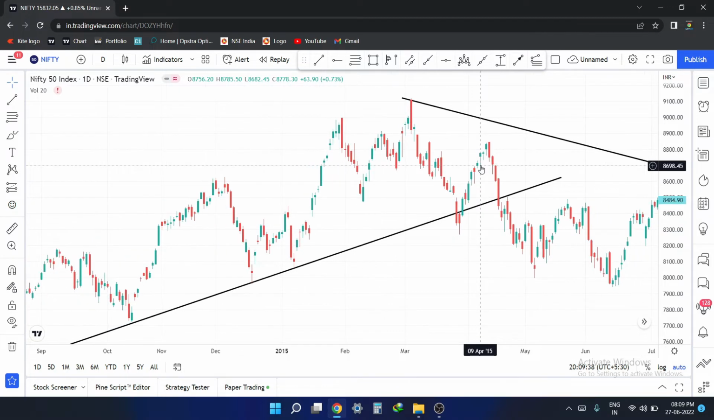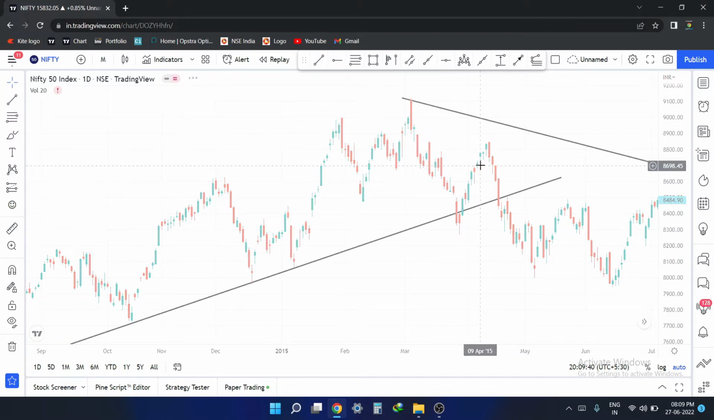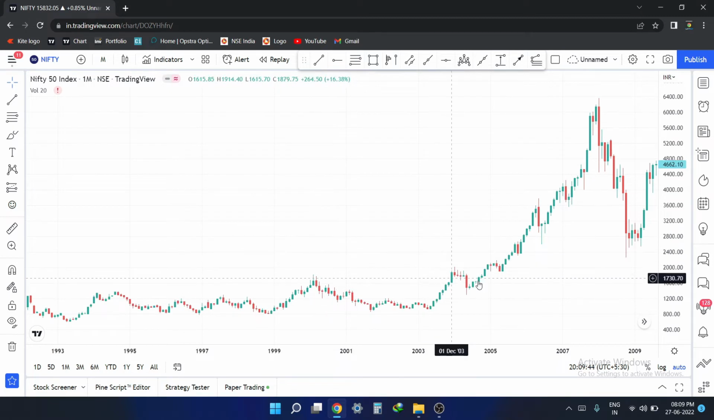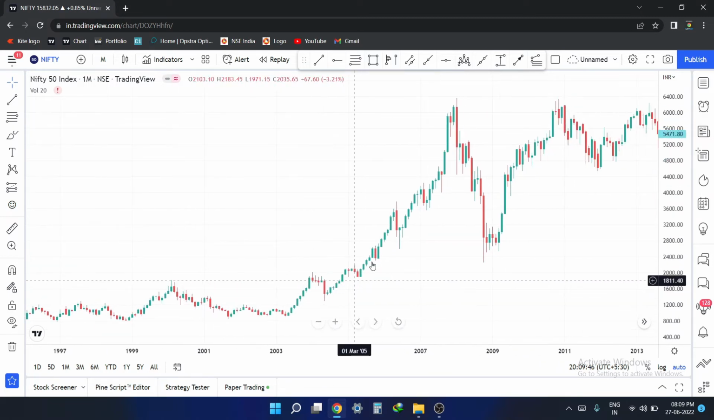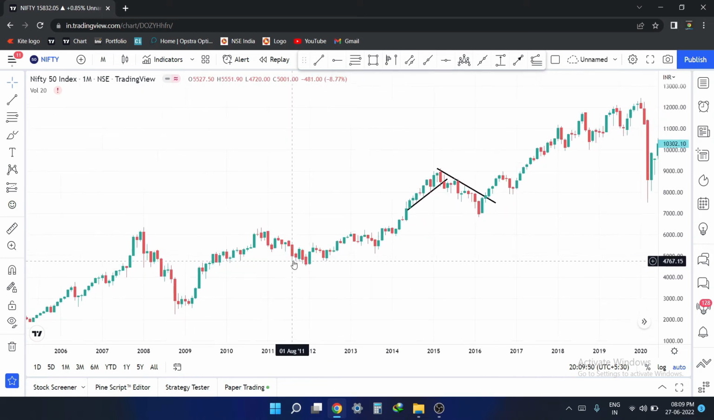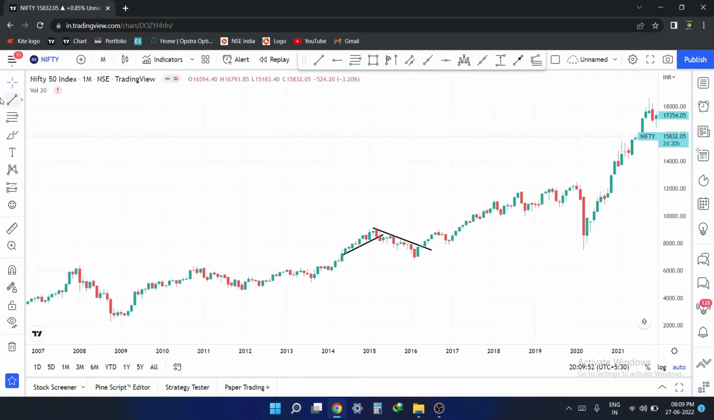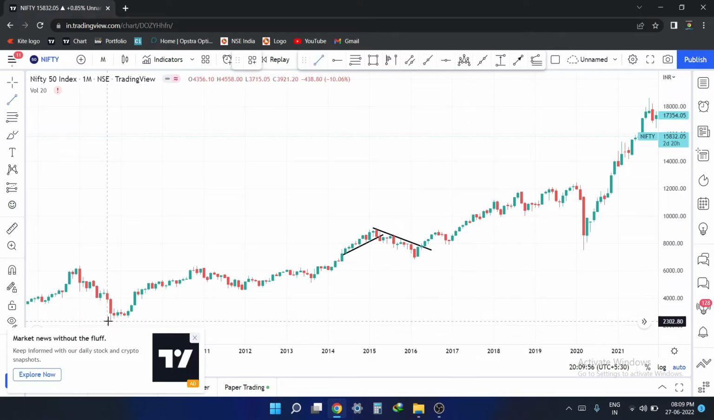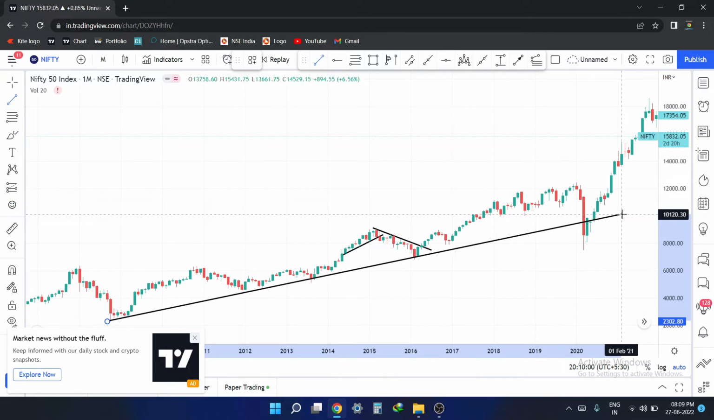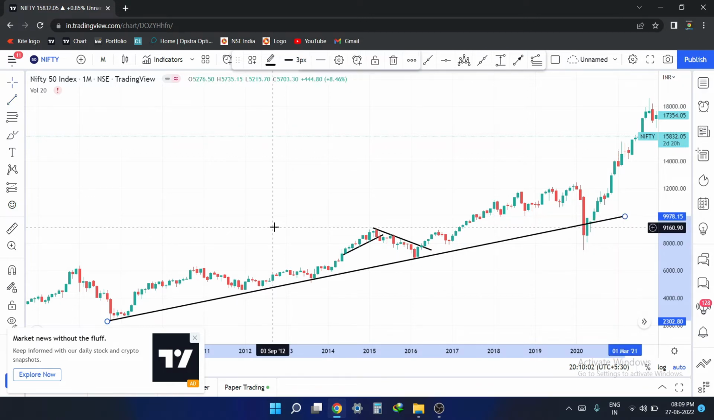Let me take you to the monthly chart. This is the higher time frame trend line. 2001, 2, and let me draw trend line from here to here.